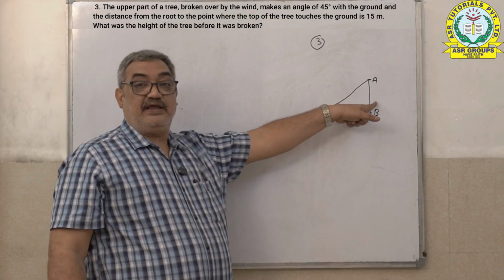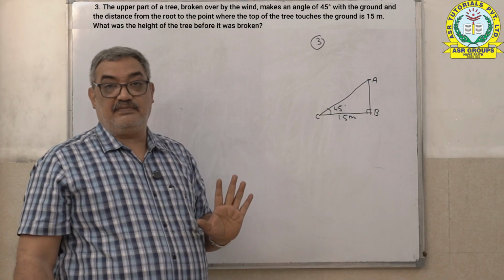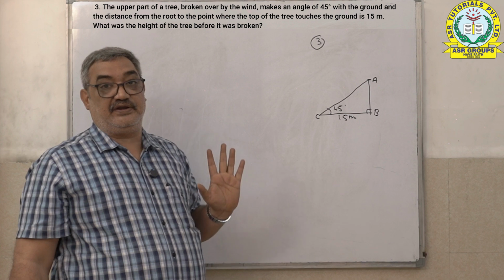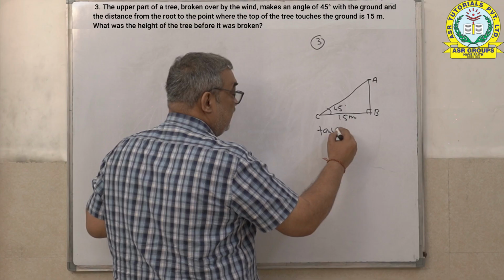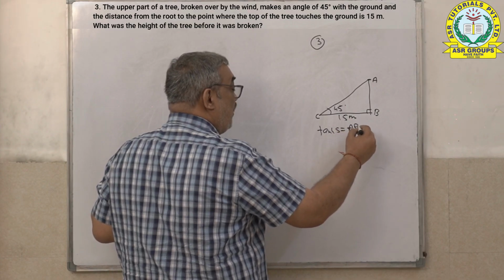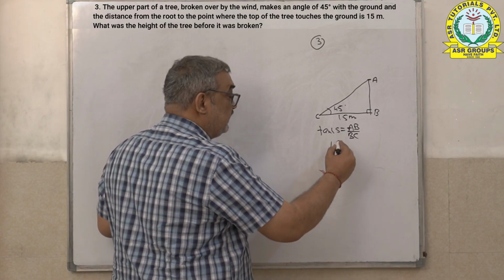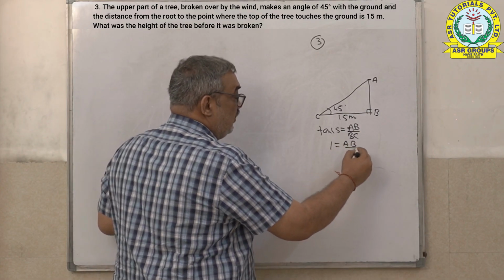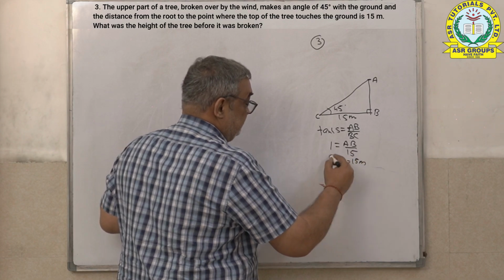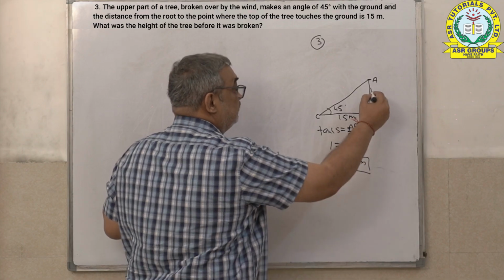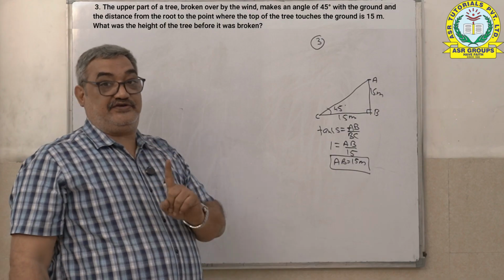I'll find AB, then I'll find AC. Avoid Pythagoras theorem because we are doing trigonometry. So first I'll use tan 45. Tan 45 is AB upon BC. Tan 45 is how much? 1. So 1 equals AB upon 15, so AB equals 15 meters. You can use Pythagoras to find AC, but I told you to avoid it.